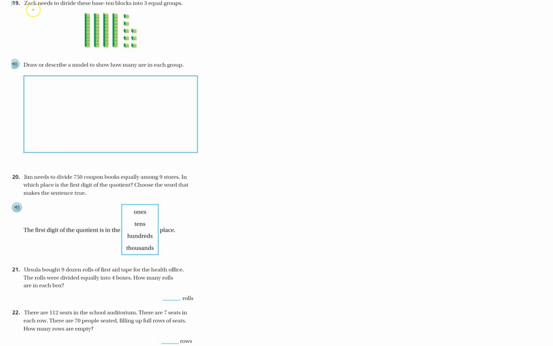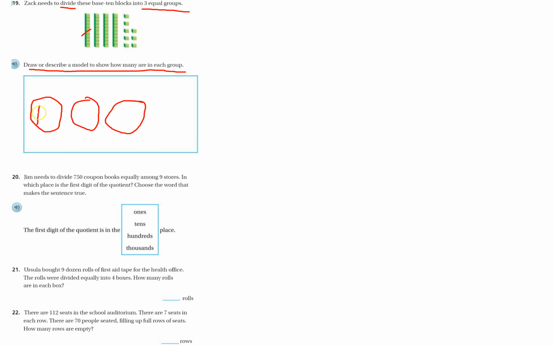Zach needs to divide these base 10 blocks into 3 equal groups. Draw or describe a model to show how many are in each group. 3 equal groups. So I'm going to draw 3 equal groups. 1, 2, 3. I'm going to start by just putting the 10s in each group. So I'm going to put a 10 in this group, or a long.